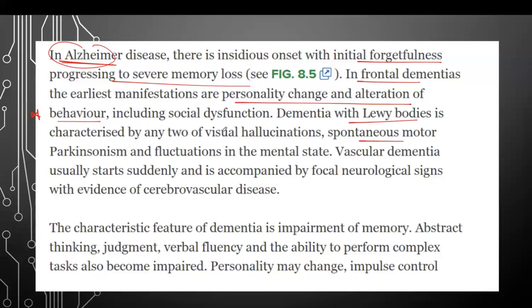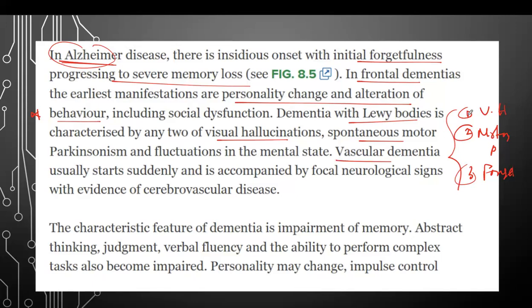They will have visual hallucination. And they can have forgetfulness as well. So when a patient has at least two of the three, the three being visual hallucination, motor Parkinson, and forgetfulness, you can diagnose that patient as Lewy body dementia.